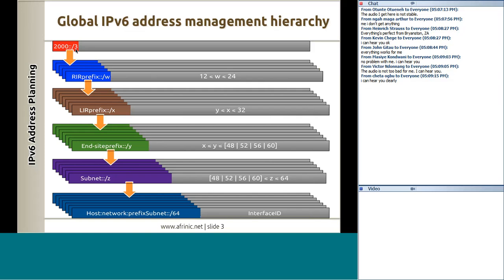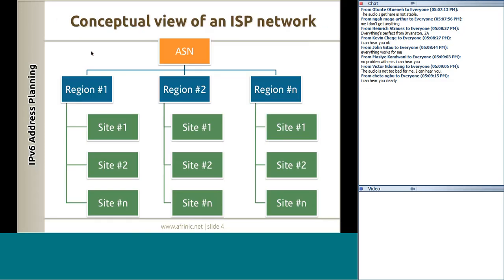Now, this diagram just shows us globally how the whole IPv6 address space is managed. You can begin from the top or the bottom. From the top, you have the IANA control space, which comes out of 2000::/3. Out of that, we have blocks that are given out to the RIRs. And out of what the RIRs have, we give to LIRs, which are ISPs, and the LIRs could give out to end sites. And these end sites have subnets, which you could then assign to particular host subnets.